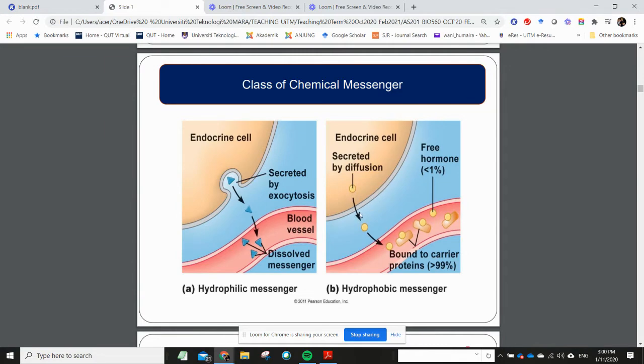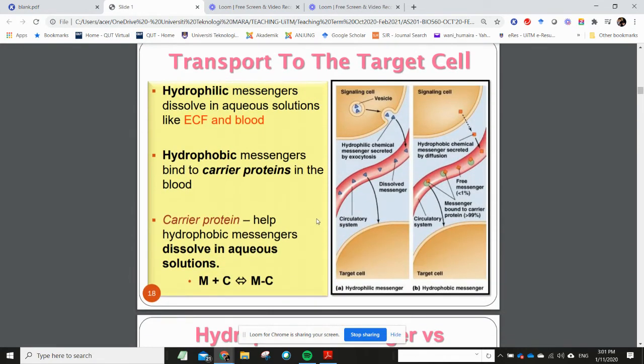So it is highly soluble in lipid, but eventually in the extracellular fluid or in the blood, it needs something to travel, by binding to a carrier protein. Why? Because this hydrophobic messenger is very low soluble in water, so it needs a carrier protein to bind with it for transportation. Okay.